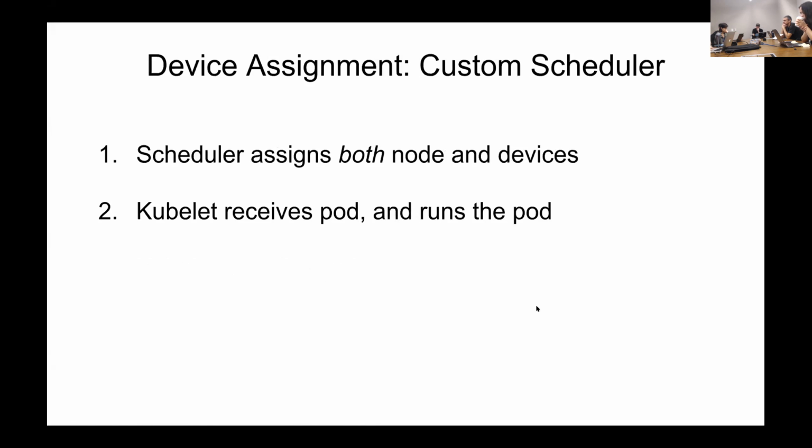And then if you're running a custom scheduler, for example, then you actually need to assign both the node and the devices at the same time, as it were. And then the kubelet receives the pod and runs it. And the reason why you couldn't, for example, have one thing scheduling devices and another thing assigning nodes is because you can't assign devices until you know what node it's on. But at the same time, if you assign a node before you assign the devices, then the kubelet is just going to run it first. And then there's a race there. So you would actually have to have a custom scheduler do both in order for this to work.